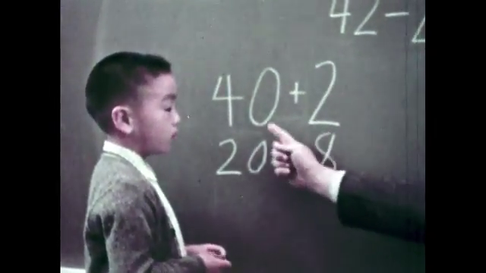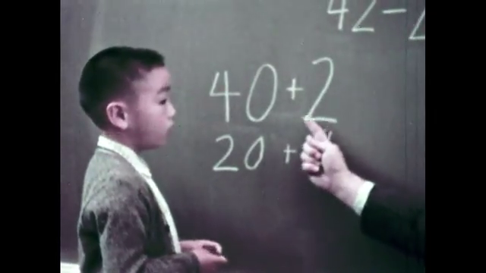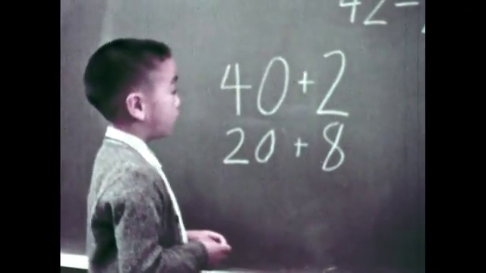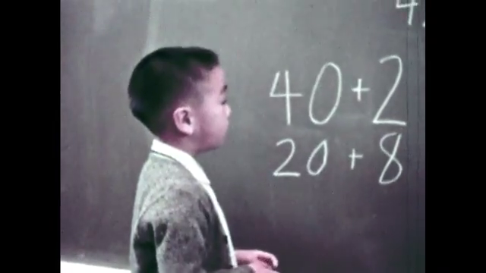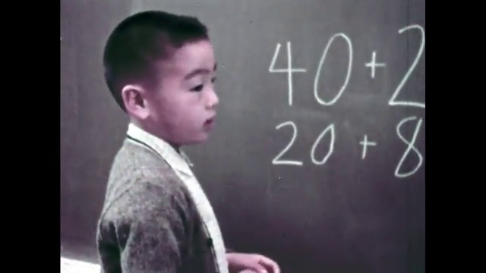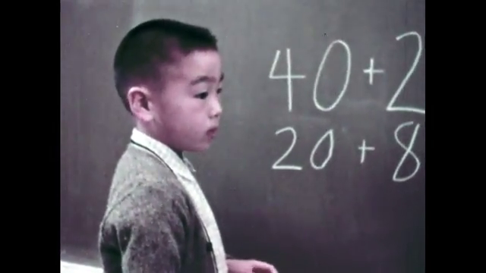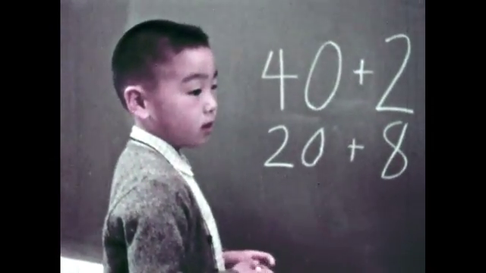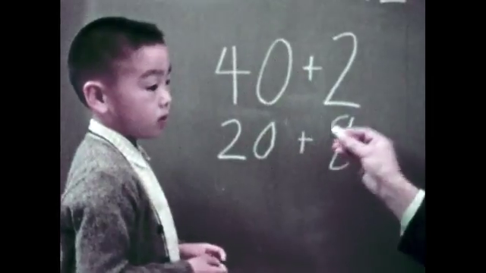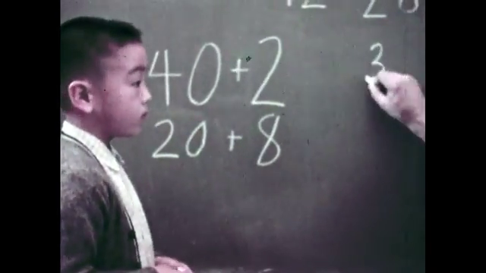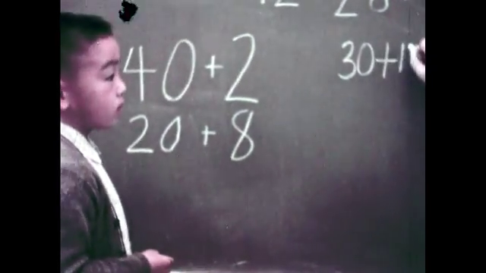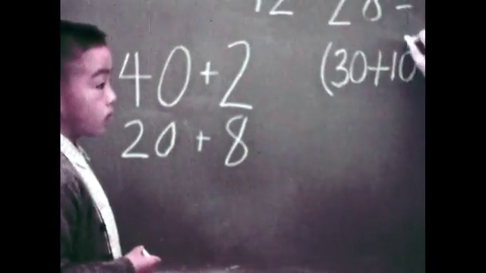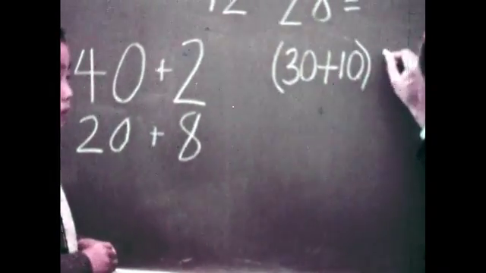Let's see what you can do here. You have 40 plus 2. What can you do? I could take 10 from the 40. I see. You can think of the 40 as 30 plus 10. Let's write it over here, shall we? We'll write 30 plus 10 for 40, and we'll show that they go together. And then you still have plus 2.